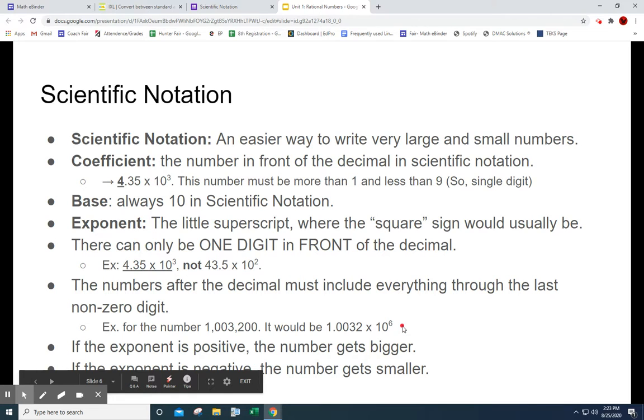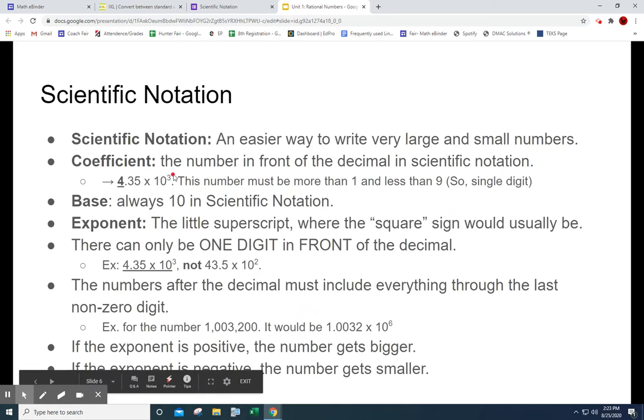Now, when you're going from scientific notation back to standard notation, if the exponent is positive, then your number is going to get bigger. You're going to move your decimal to the right. If your exponent is negative, then your number gets smaller, which means you're moving it to the left. That just kind of tells you how to do that. And the reverse is true if you're going to scientific notation. If you move it to the right, then you get a negative. If you move it to the left, you get a positive. So that is how that all works out.